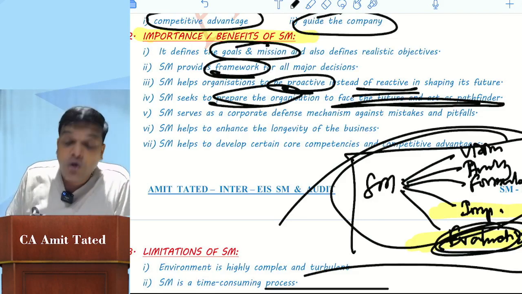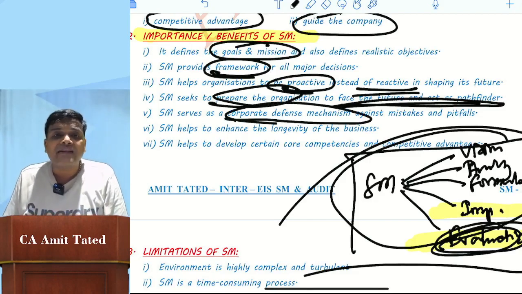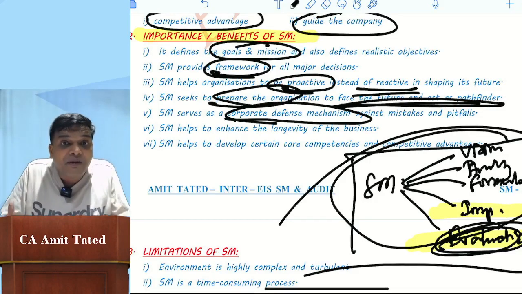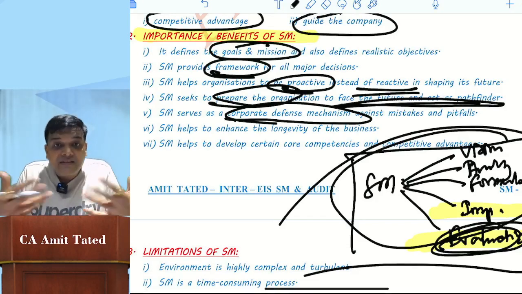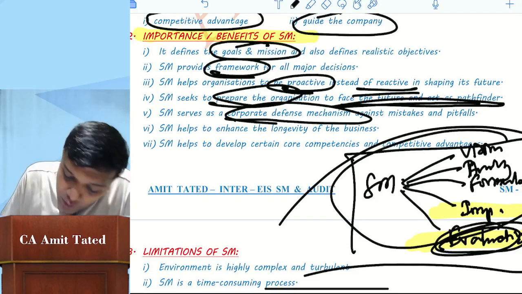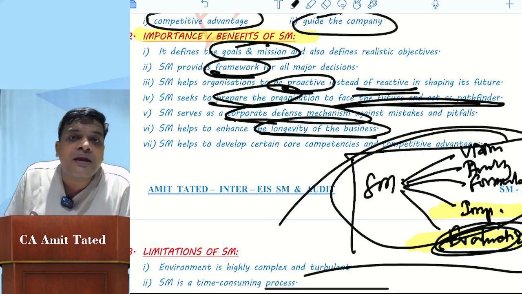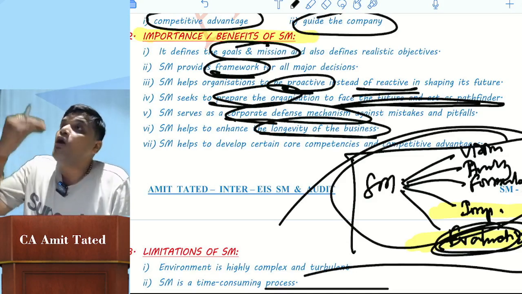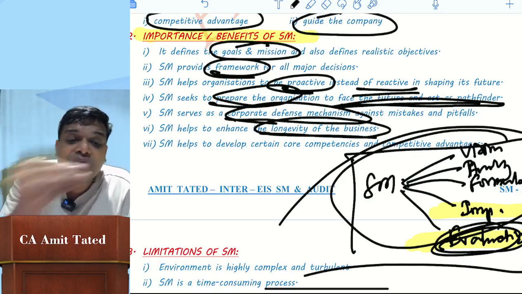Next point, it will ensure a corporate defense mechanism. What is the meaning of corporate defense mechanism? You will not have any surprises. Mistakes will not happen. If you follow all these 5 steps, you can avoid mistakes. It will also ensure the longevity of business. Your business will go for a long run, because you are not only implementing a strategy, you are also evaluating the strategy and taking corrective actions.